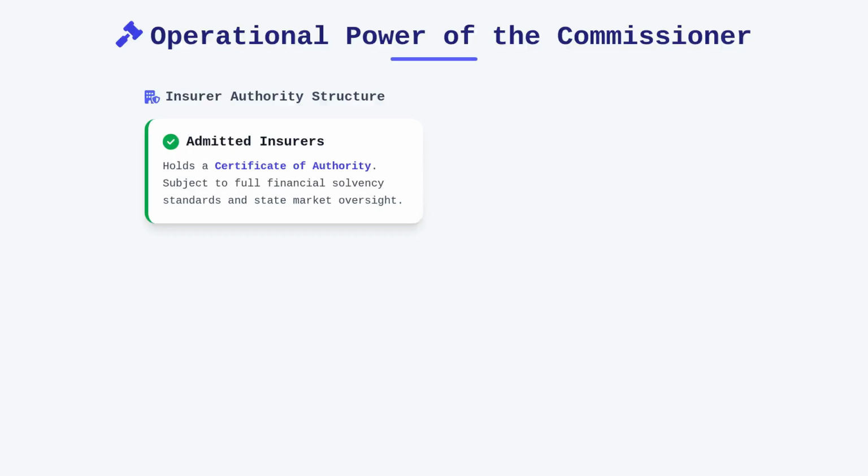The operational power of the commissioner relies heavily on licensing procedures and the issuance of certificates of authority. An insurer cannot lawfully transact insurance business in California without being granted a certificate of authority, which officially classifies them as an admitted insurer. Admitted insurers are fully subject to the state's financial solvency standards and market oversight.